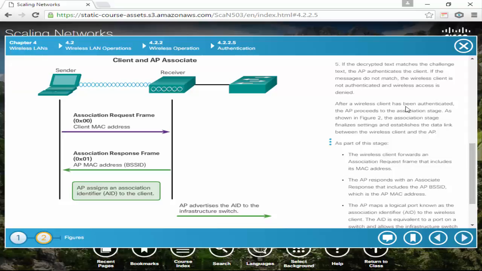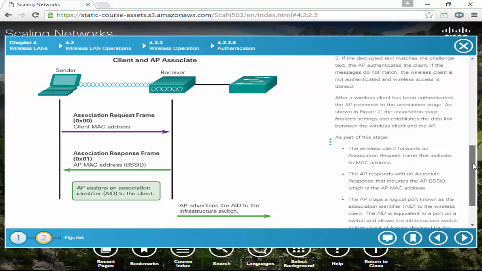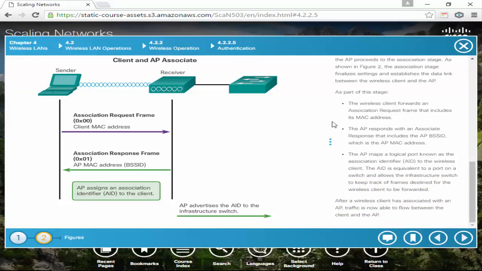After a wireless client has been authenticated, the AP proceeds to the association phase. As a part of the association phase, we go into this. The wireless client forwards an association request frame that includes its MAC address. The AP responds with an association response that includes the AP's basic service set ID, which is the AP's MAC address. The AP maps the logical port, known as the association identifier, to the wireless client. The AID is equivalent to a port on a switch that allows the infrastructure switch to keep track of the frames destined for the wireless client to be forwarded.